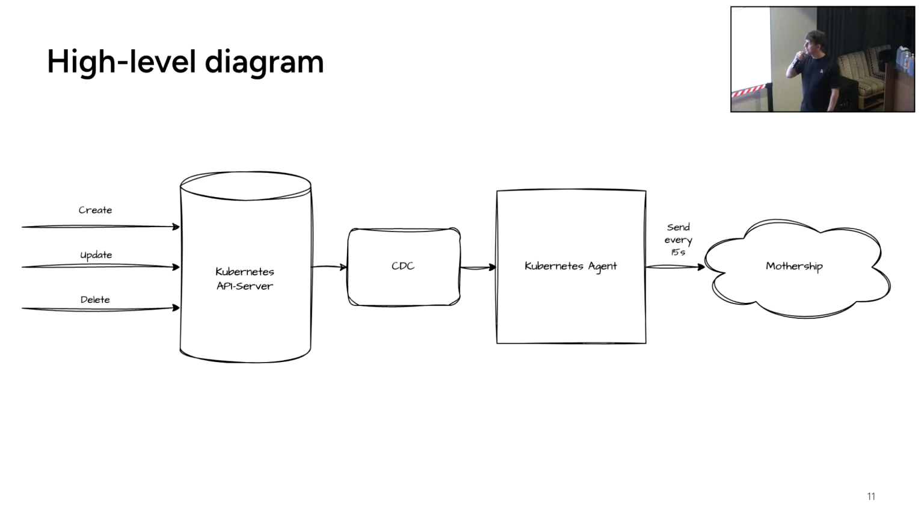All right, so this is a high-level diagram. Bear with me. Whenever you do anything in Kubernetes, create, update, delete, or whatever, it has to pass through the Kubernetes API server. And fortunately, there is a way to get CDC, change data capture, from Kubernetes. This is what our Kubernetes agent is using. So every 15 seconds, all the changes are pushed to the mothership.